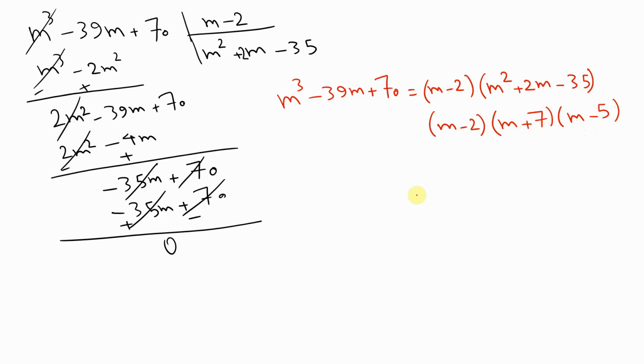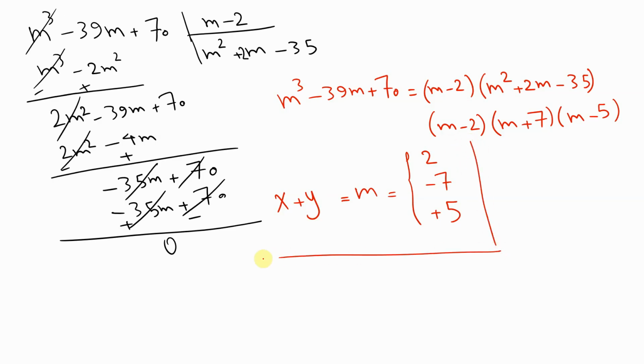So here are all the possible options for m. M is equal to 2, this root, this one minus 7, and finally plus 5. And what was m? M is actually x plus y, because we're looking for all the possible options for x plus y. These are all the possible options for x plus y in this system of equations.